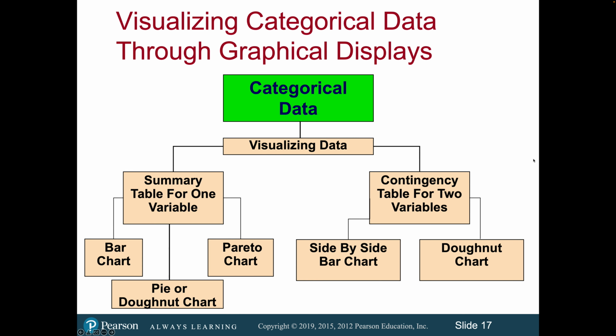Now, categorical data, I want to keep this simple. I'm giving you different ways to visualize data. If we have one categorical variable, if we have two, we get into side-by-side bar charts and donut charts and Pareto charts. I want to keep it simple and just look at bar charts and pie charts, and a Pareto chart, because those are the ones that we encounter most of all.